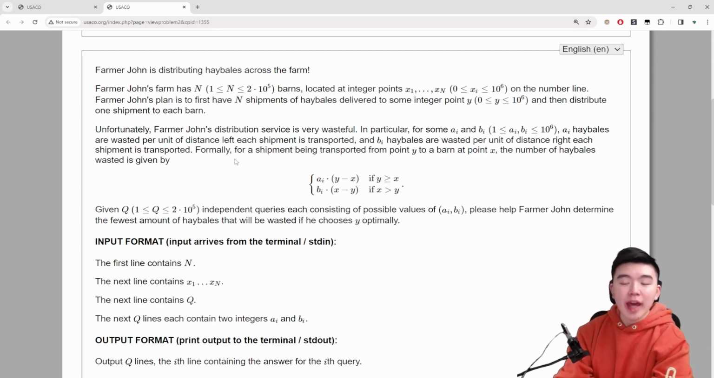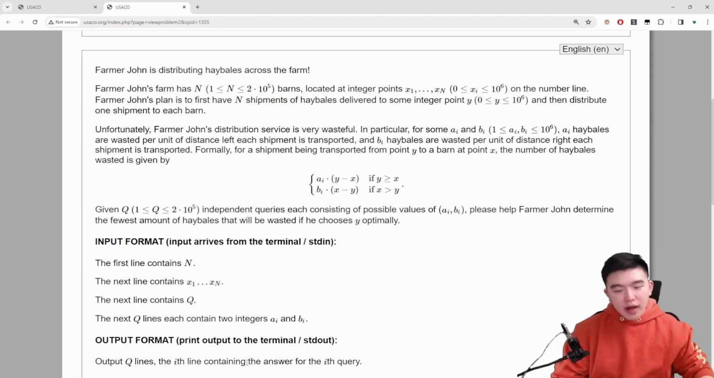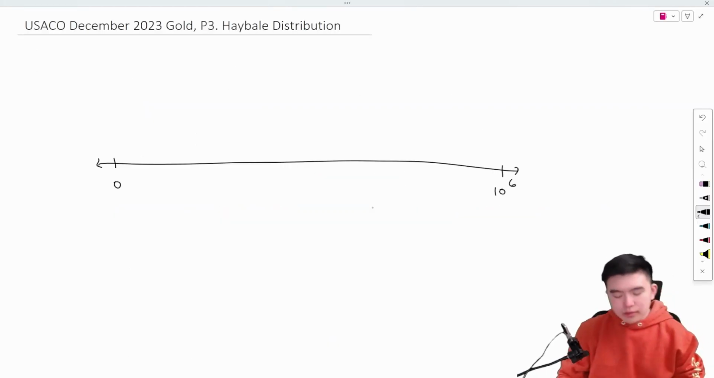We're going to assume we have enough hay bales such that even with the millions that are wasted, by the time the shipments arrive at their barns, we still have enough hay bales left for the cows to hopefully eat. So I'm going to draw a little diagram here. There's some math, but I'm going to do this visually.